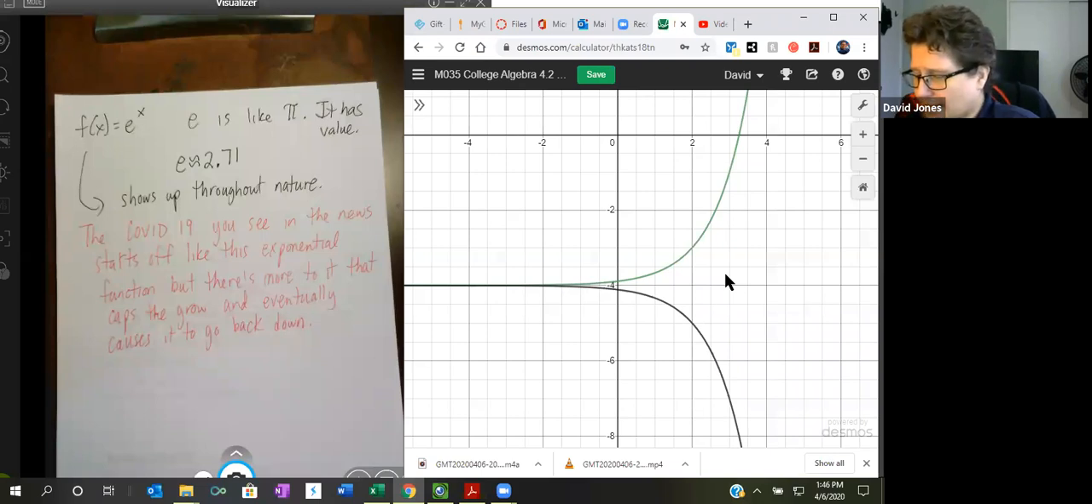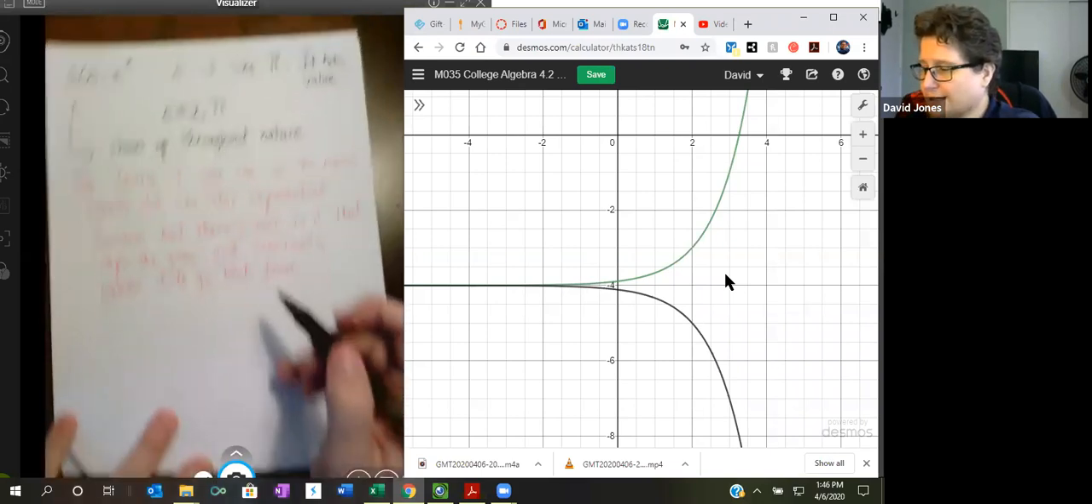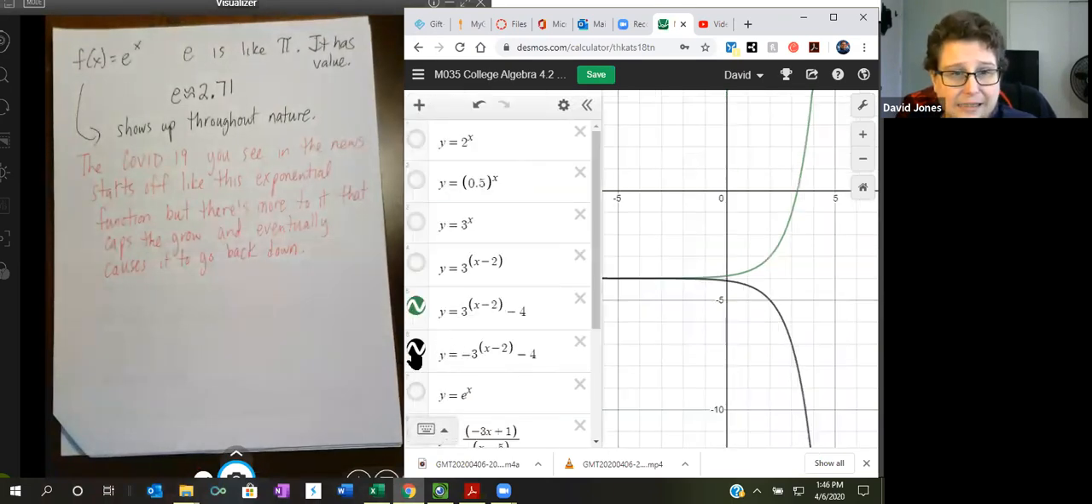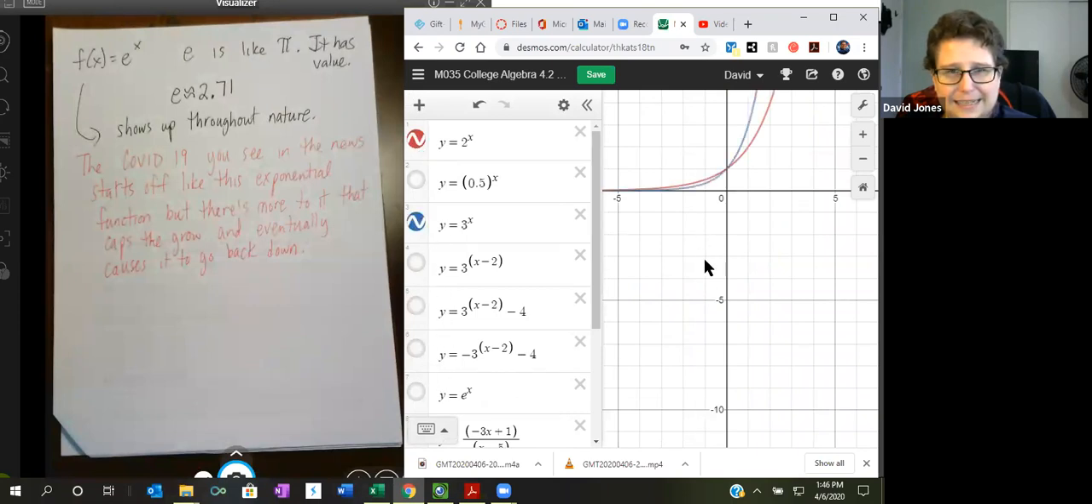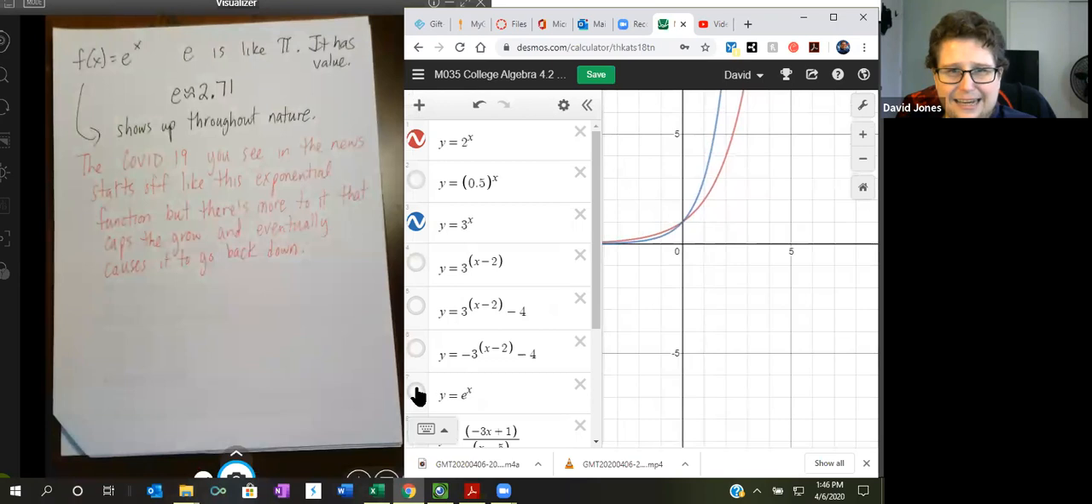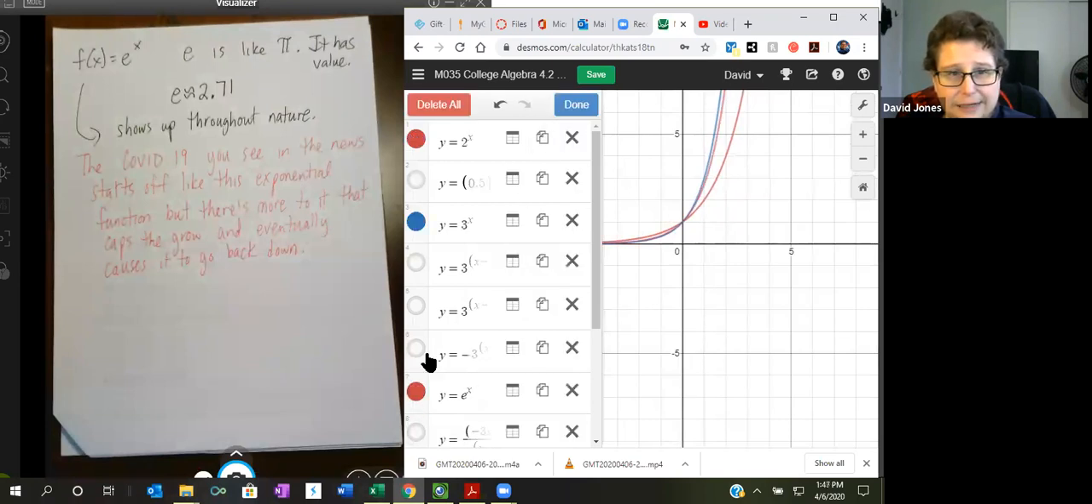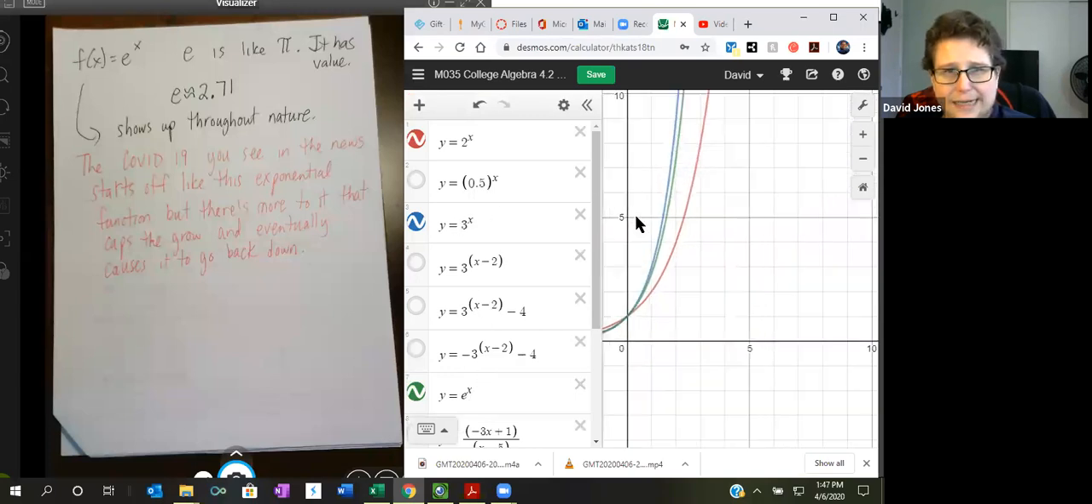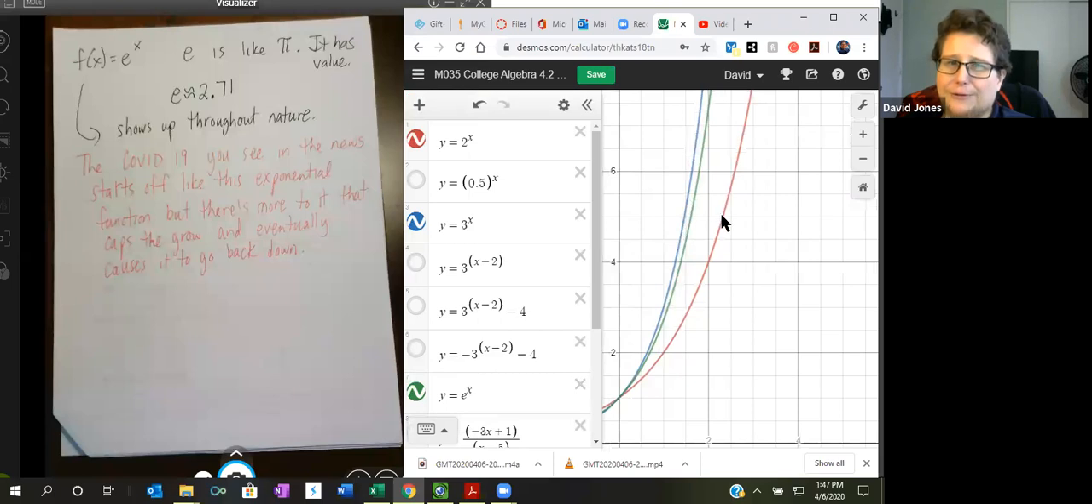Let's take a look at how we can solve these sorts of things. So let's look at f of x equals e to the x real quick. We have 2 to the x there, 3 to the x there. E to the x should be right between them, and it is. Let's make it green. And 2.71 is closer to 3, so the green line stays closer to the blue than the red. It's just another value.